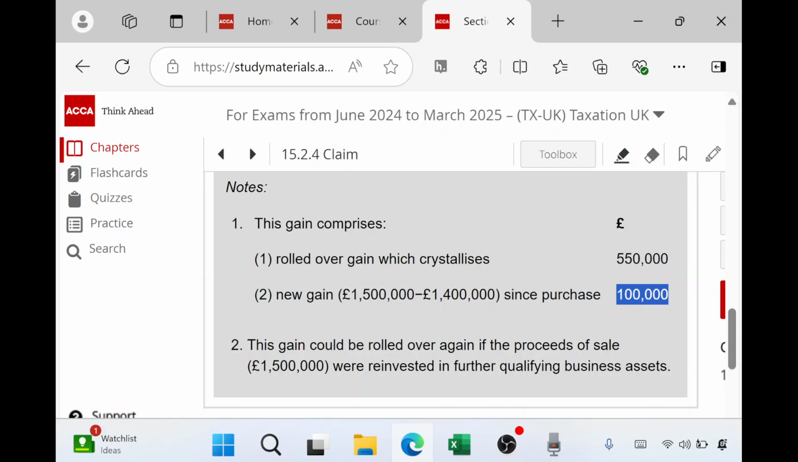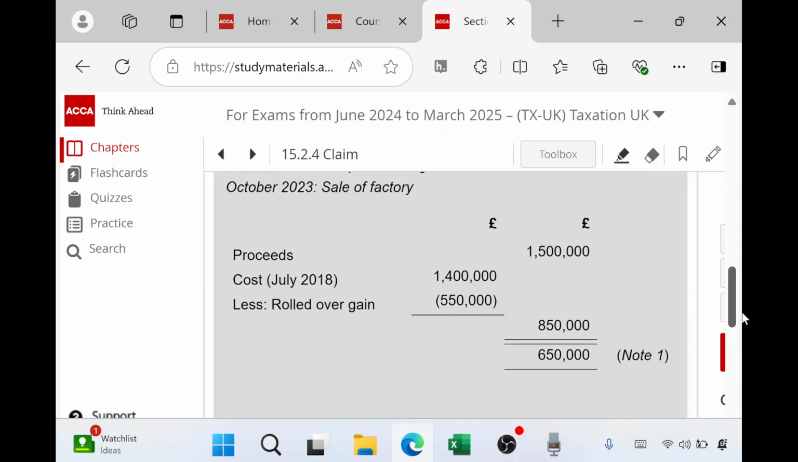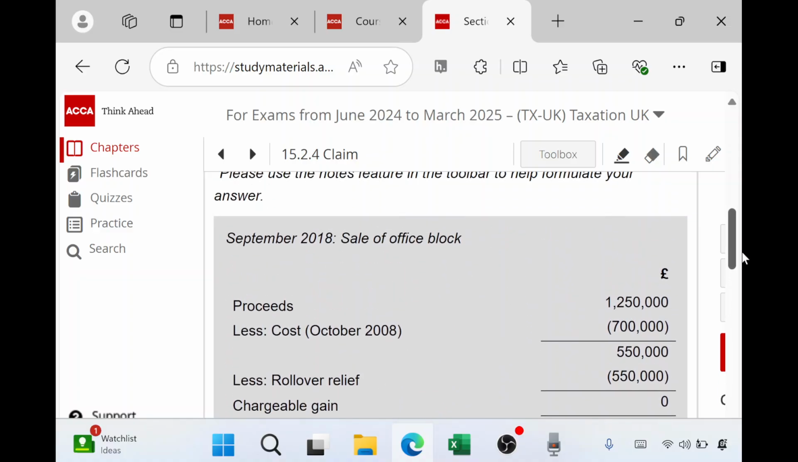Now, they do say here, although it's not overly relevant, it could be rolled over again if the proceeds, i.e. 1.5 million, were reinvested in further qualifying business assets. On a practical point, that's interesting because you could have an individual in business who keeps rolling into new assets if it suits the business model and the plans forward. In effect, keep deferring the CGT. Okay, so there you have it.